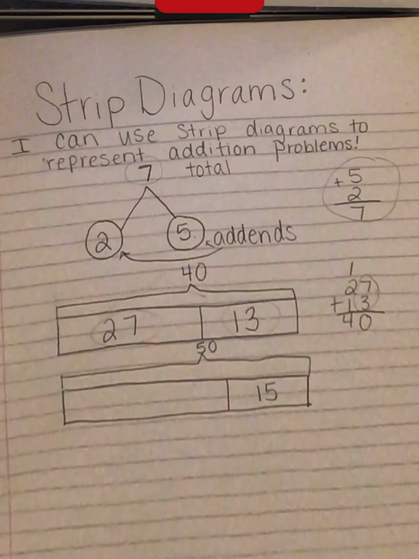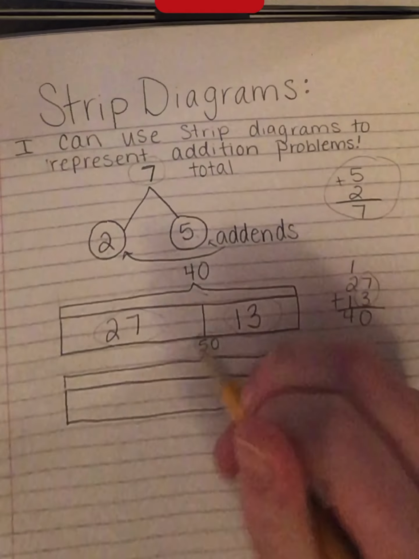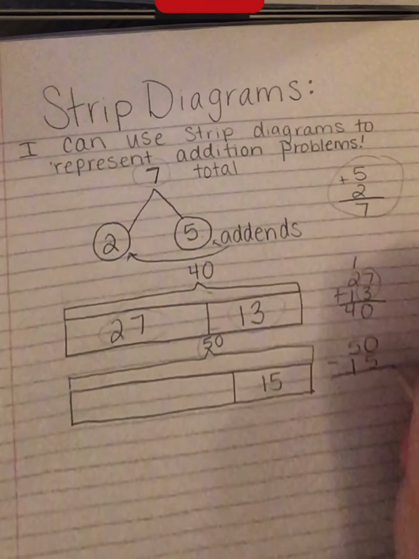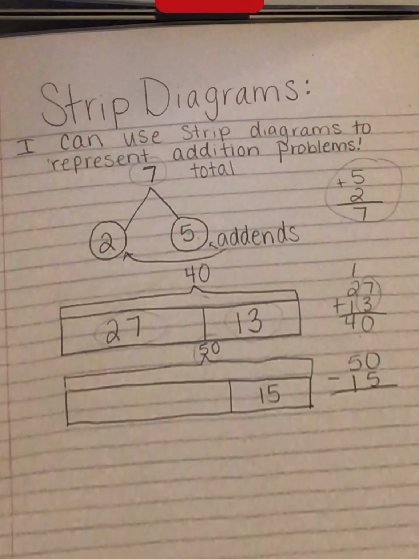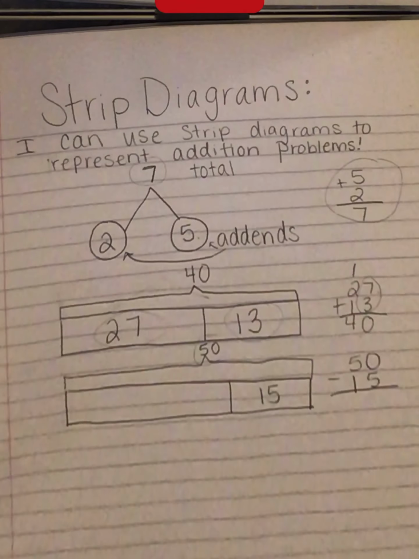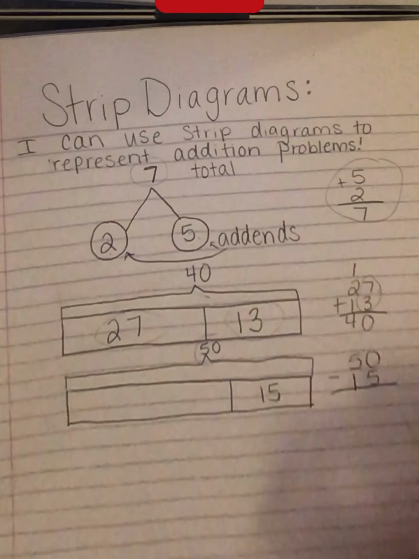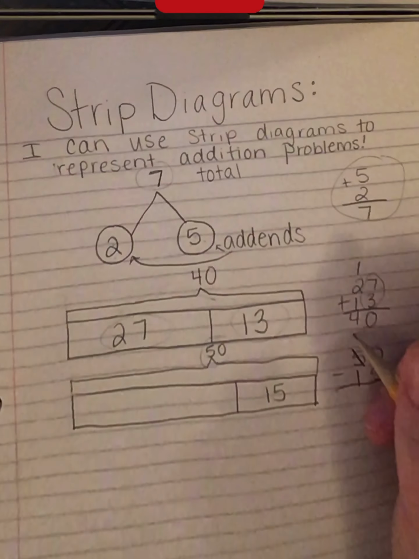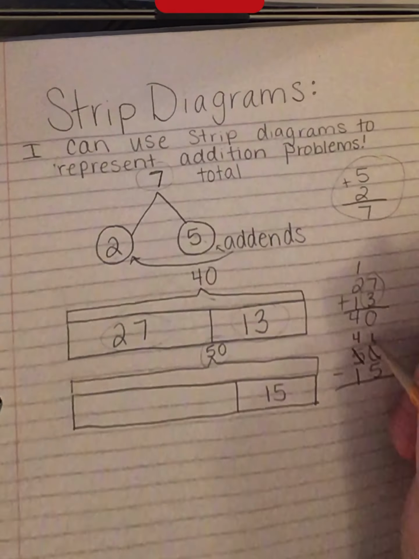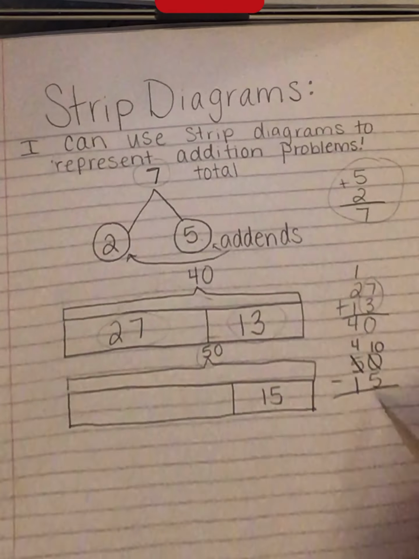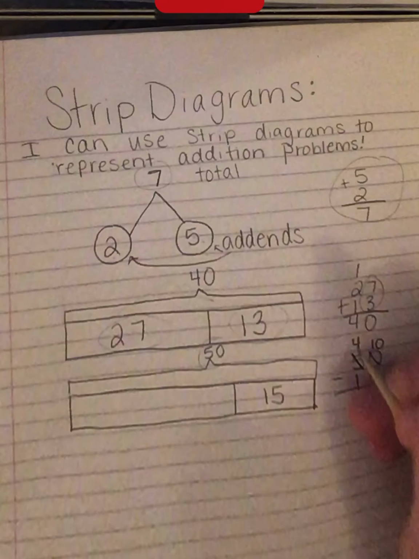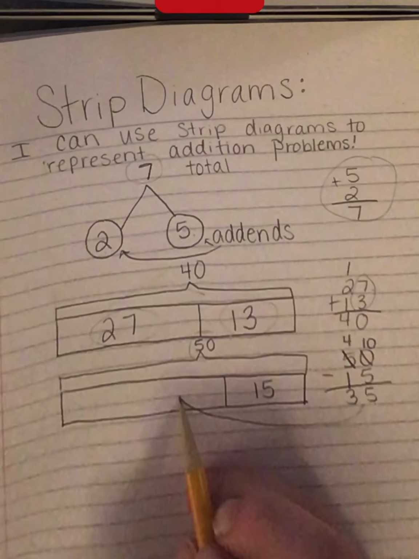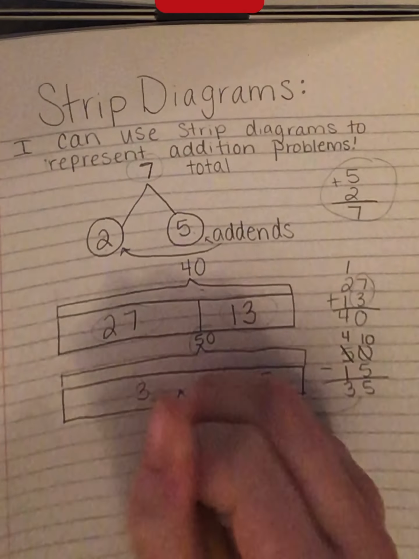Well, we could subtract. So we would take our total, 50, take away 15, and that would give us our other addend. Or we could count up from 15 to get to 50. I'm going to subtract. 0 minus 5 I can't do, so I have to borrow from next door. This then becomes a 10. 10 take away 5 equals 5, and 4 take away 1 equals 3. So I know that my missing addend has to be 35.